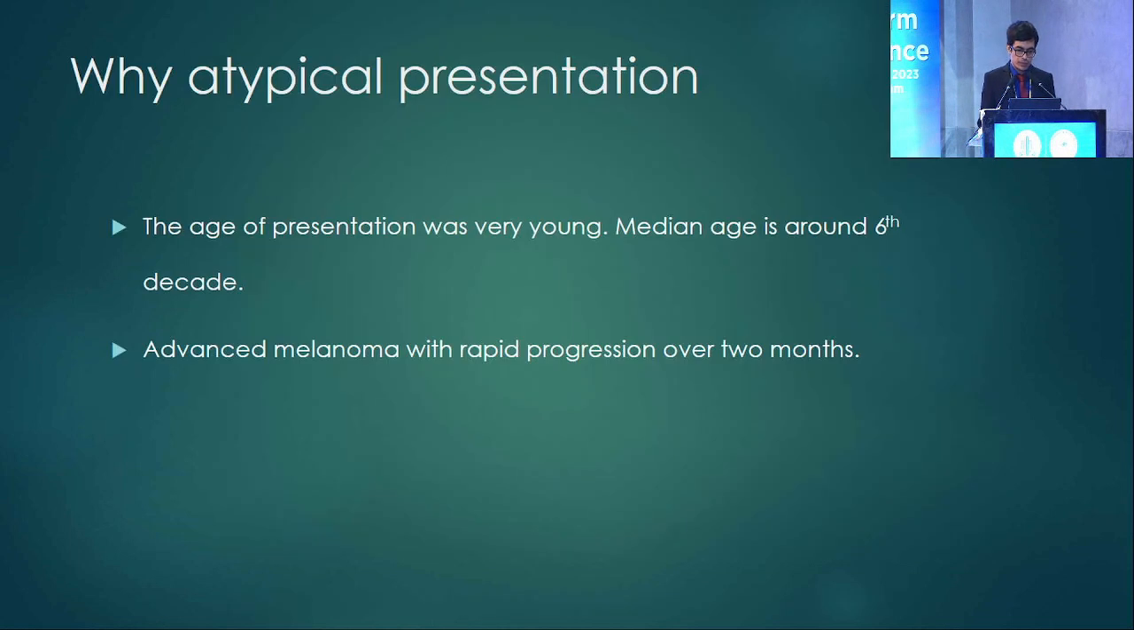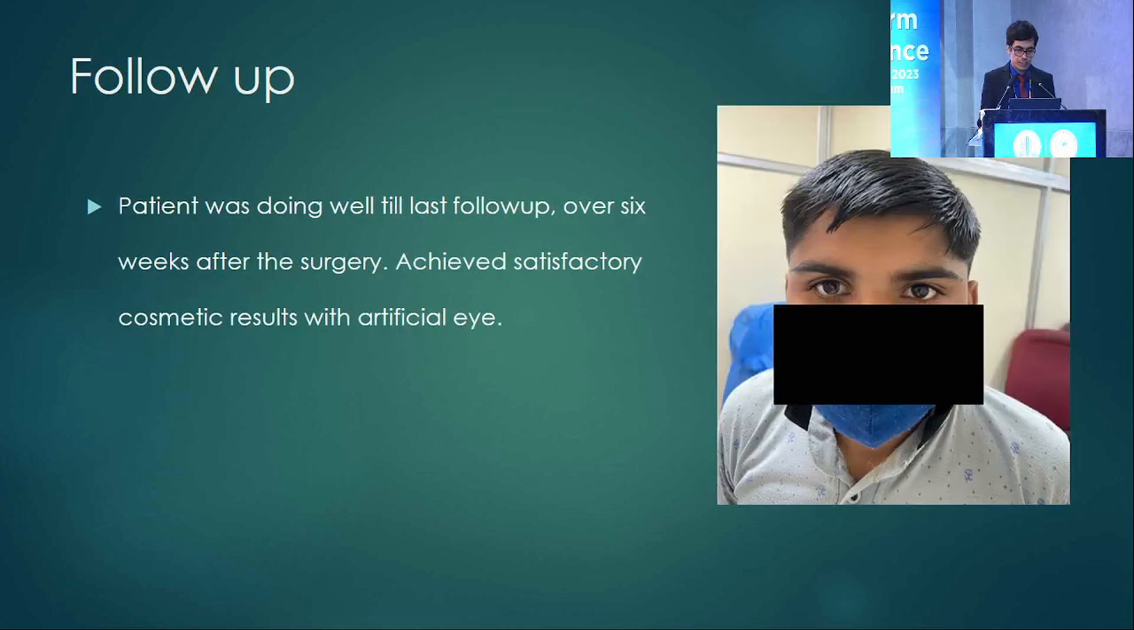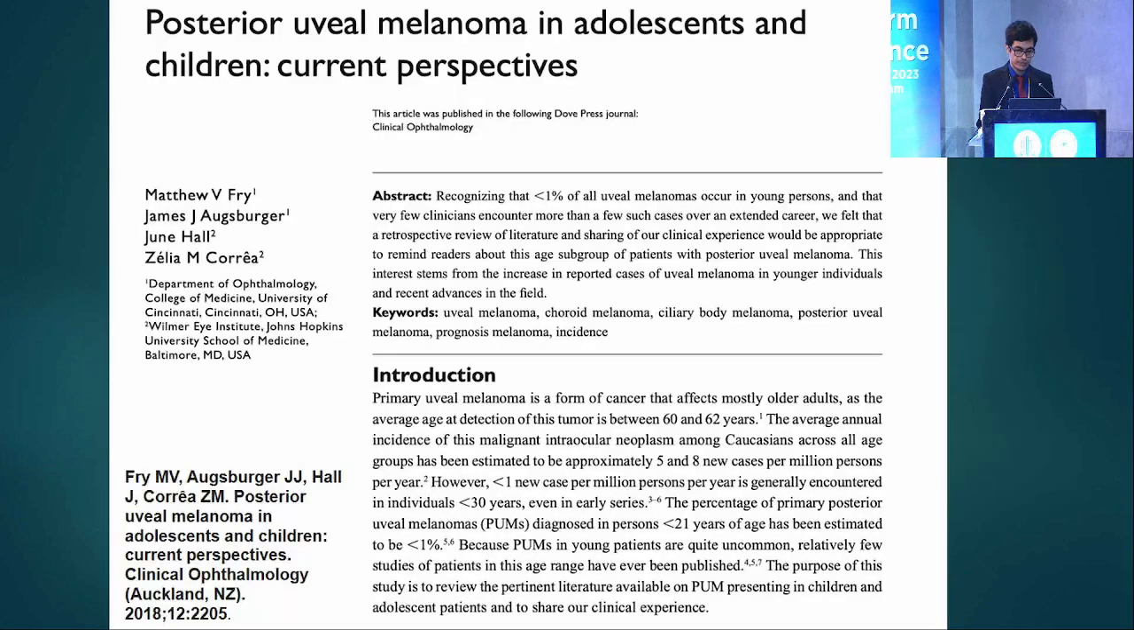Why was it atypical? The age of presentation was very young. The median age for the tumor is around 6 decades, and it advanced quickly over 2 months. Also it was a posterior uveal melanoma. At this age, more iris tumors are seen. And the patient was doing well till last follow-up, 6 weeks after surgery, with a prosthetic eye.